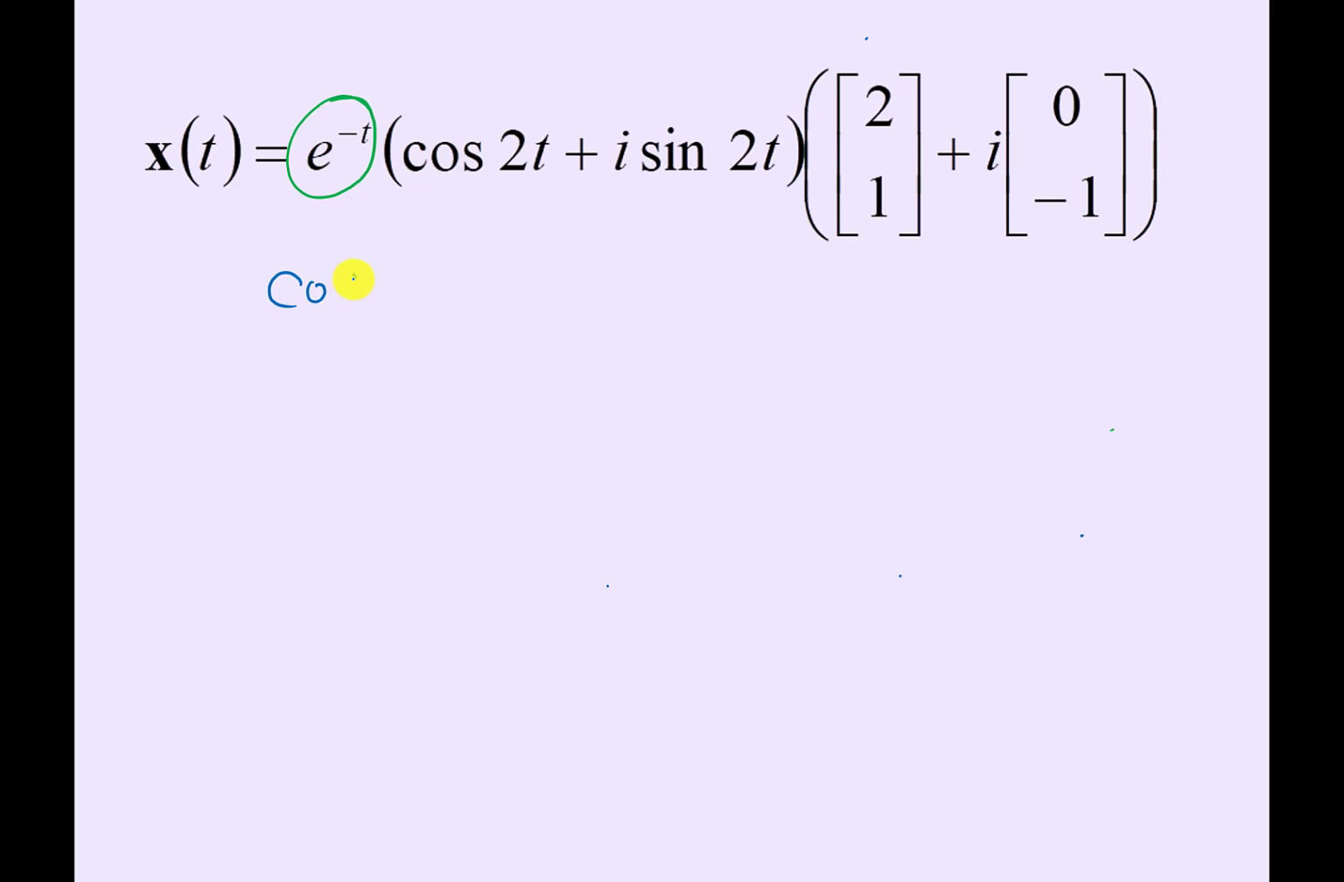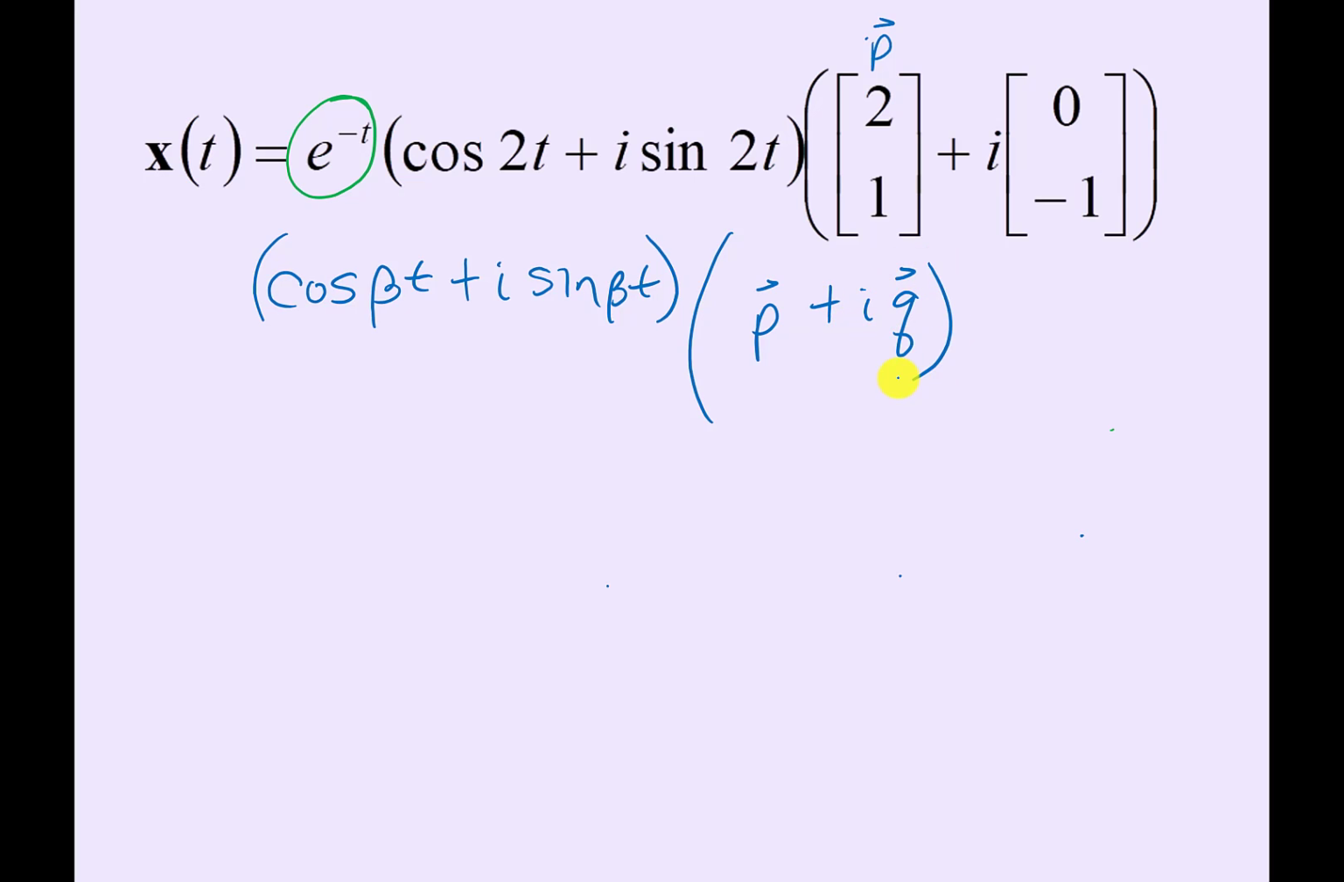So if we have cosine beta t, I'm just going to do it generically, and i sine beta t, and we foil it. I'm going to call this P, vector P. P is the real part of the complex eigenvector, and then plus iQ. Q is the I piece of that. All right, so if we were to FOIL this, we want to know which stuff ends up being real and which stuff ends up being imaginary.